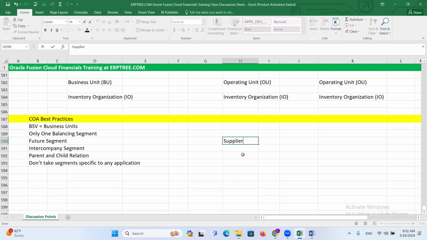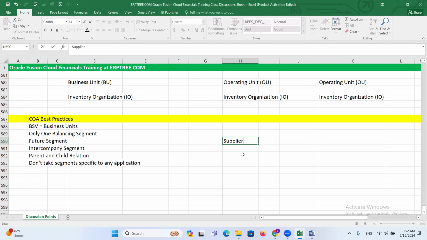The reason is supplier belongs to payables, maybe along with purchasing. It is required in payables under purchasing. Now I need not take a segment called supplier in the chart of accounts. The reason: suppliers we can create and maintain within purchasing and payables. Whenever you record the transactions within purchasing and payables, the supplier segment is not required in the chart of accounts. So supplier is limited to one or two applications.